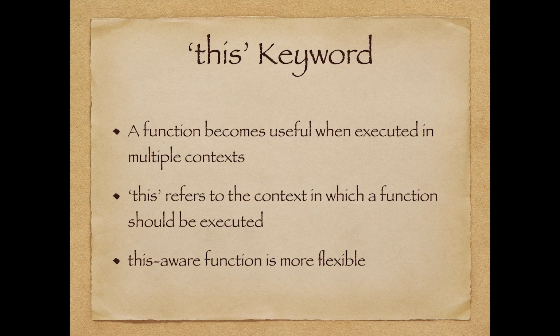So let's go ahead. Before we begin talking about the this keyword, I wanted to talk about a function in JavaScript. A function in JavaScript is a collection of logical statements grouped together inside a block, and it becomes more useful when it can be executed in multiple contexts. The this keyword refers to the context in which a function can be executed. So, this-aware functions are more likely to be flexible than normal functions, because we can execute the same function in many different contexts.